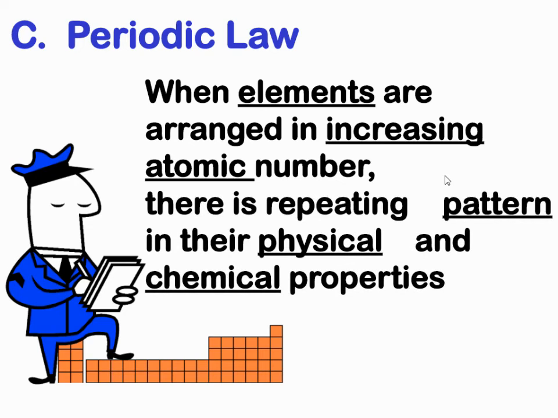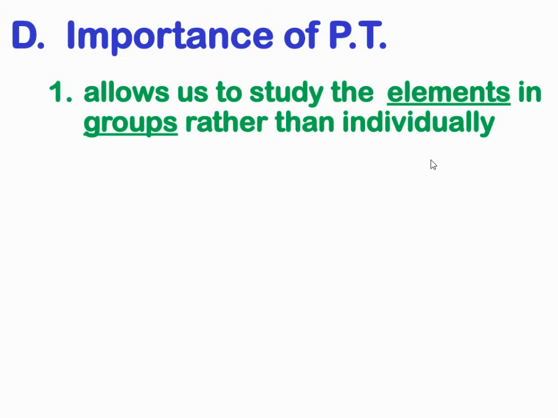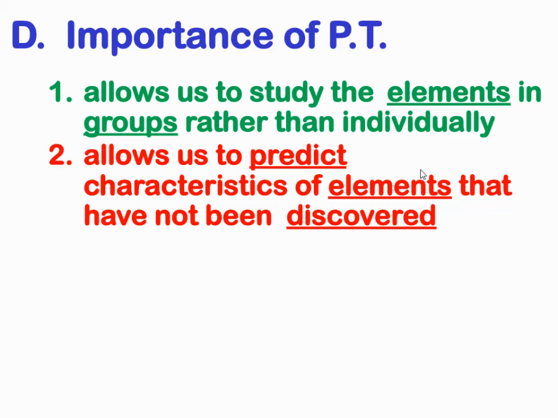So periodic law is when elements are arranged in increasing atomic number. So there is a repeating pattern in their physical and chemical properties, and that's why we see the different colors of our periodic table. They show the chemical and physical properties of the different groups of elements. So it allows us to study elements in groups rather than individually. It allows us to predict characteristics of elements that have yet to be discovered.